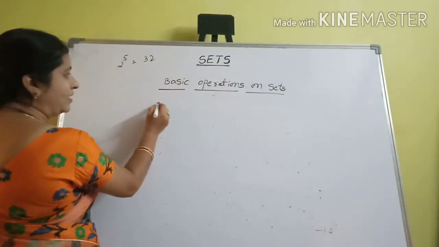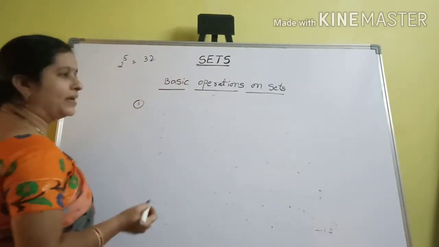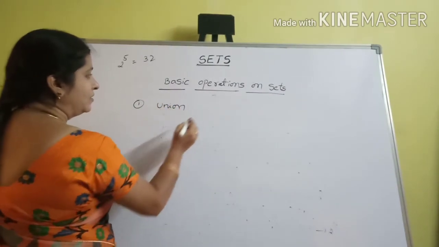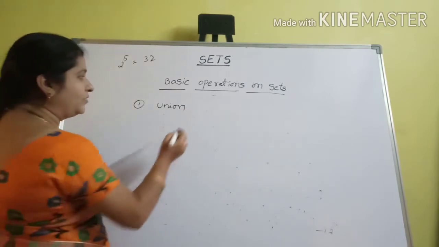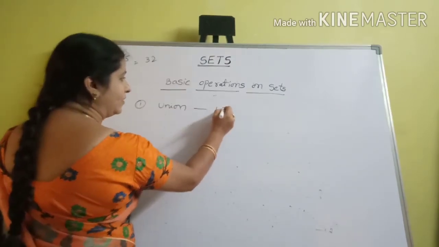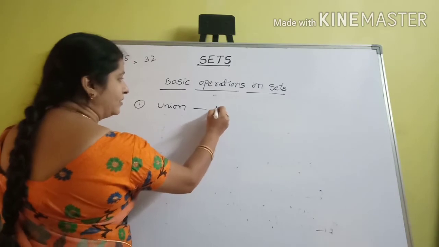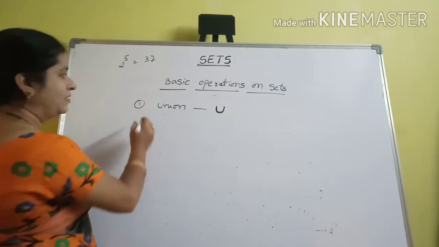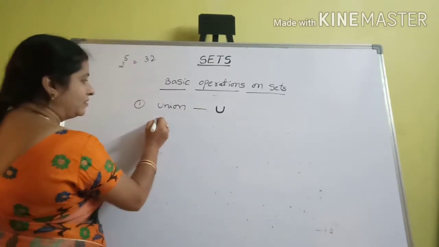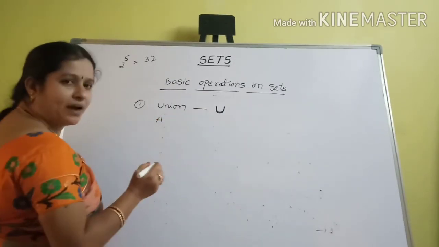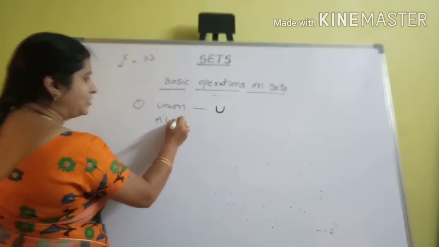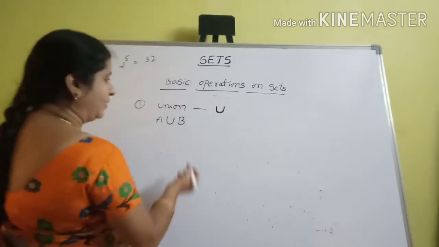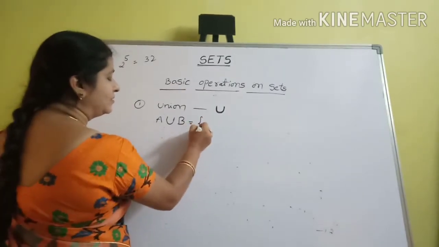Okay. First one, union. What are the basic operations on sets? First one is union. So what is the symbol denoted for union? U for union. The symbol for union is just like U. So union means, suppose A, B are 2 sets. What is the union of A and B? What is the definition for this?